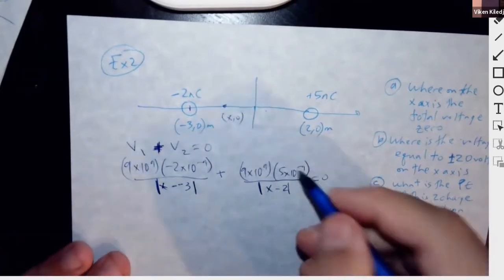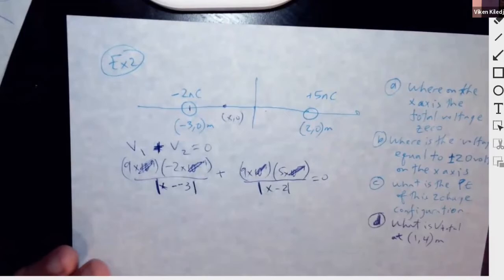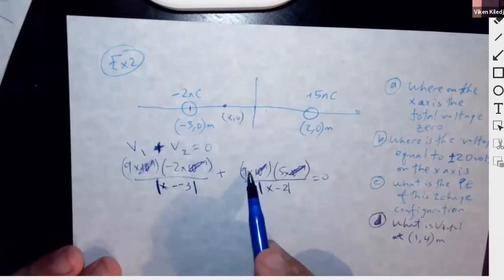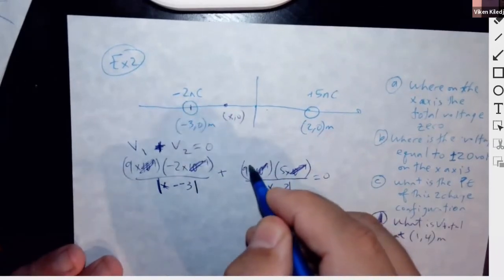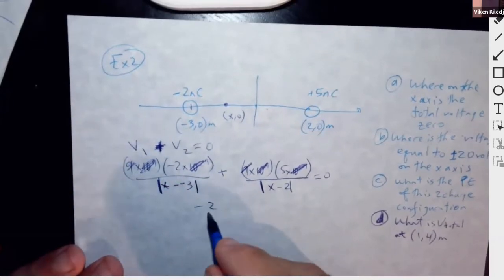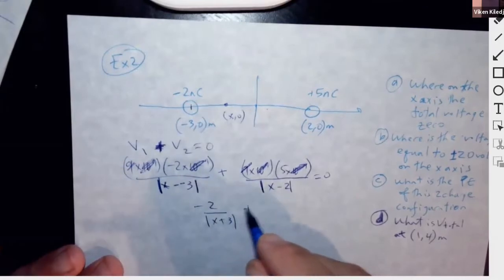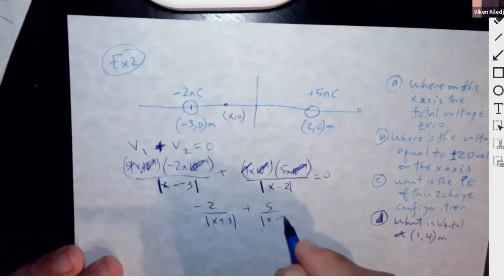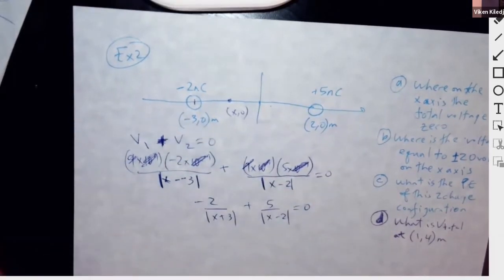Okay. And then this one will cancel, this one will cancel this. Actually, the 9 can disappear since we're setting it equal to 0. So even that can go. So then we'll just have negative 2 over absolute value of x plus 3 plus 5 over absolute value of x minus 2 is equal to 0. And then we can set this into a solver.